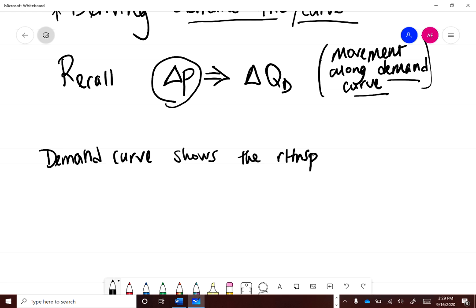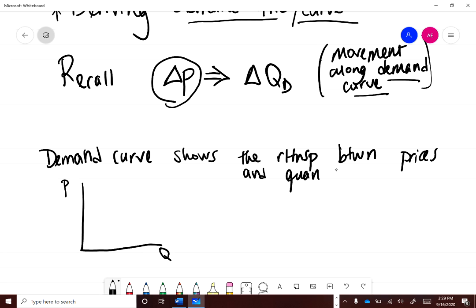All right, so the demand curve shows a relationship between what? Anyone? That's right. Prices and quantity demanded for a particular good.